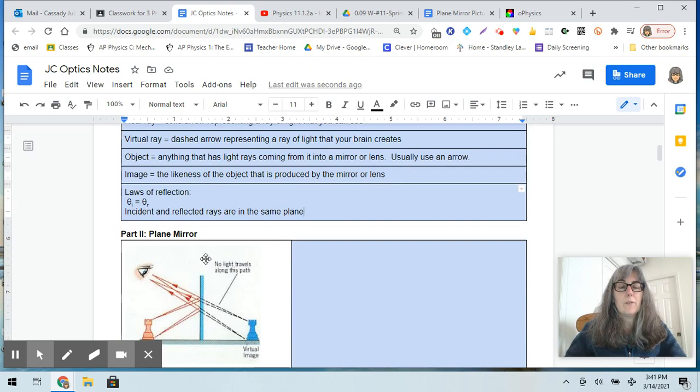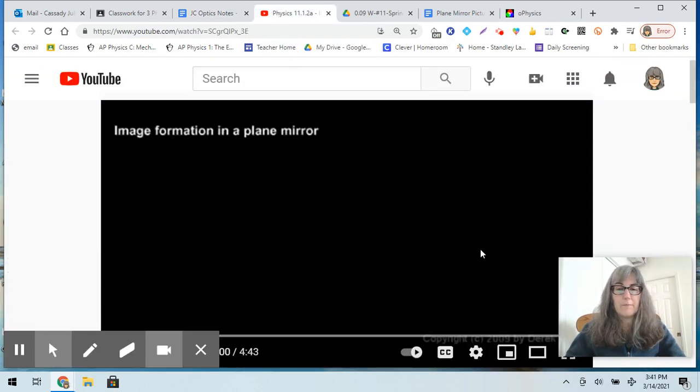Okay, so now we're going to start talking about this plane mirror and how we see this image. So the first thing that I'm going to do is show you a quick video, because this explains it really well.